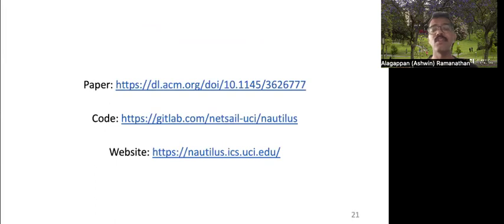For further understanding of Nautilus validations and results, we encourage the readers to consult our detailed paper, codebase, or website.